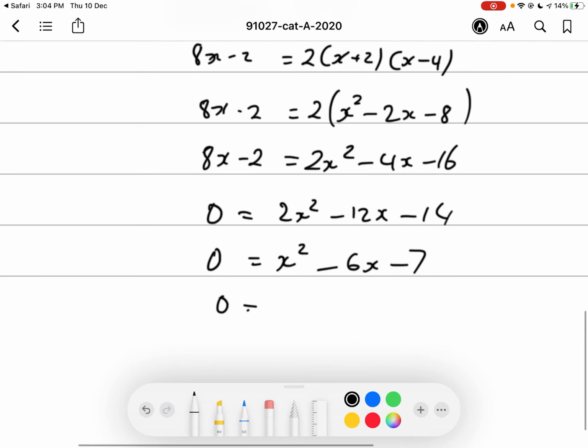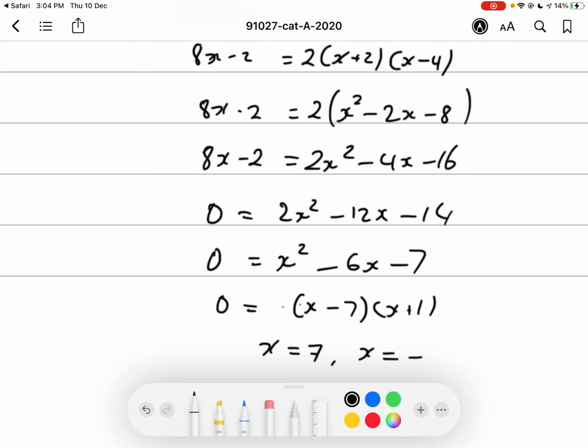And if we factorise this into brackets, we have x minus 6 here. And no, we do not have that, sorry. What we actually have here is (x minus 7) times (x plus 1), because negative 7 times 1 is negative 7, and negative 7 plus 1 is negative 6. So this gives us x equals 7 or x equals negative 1.